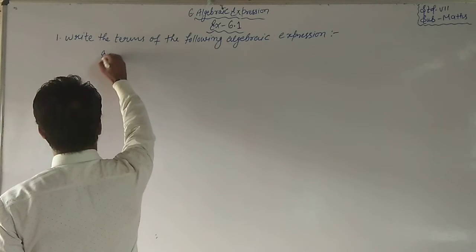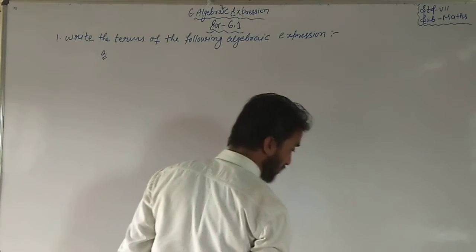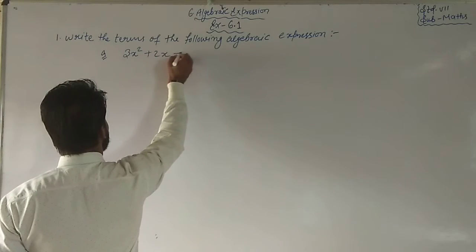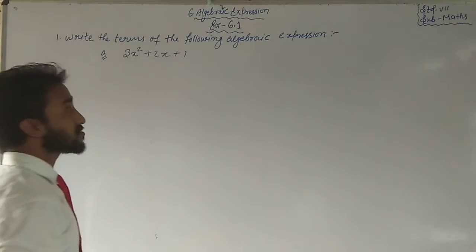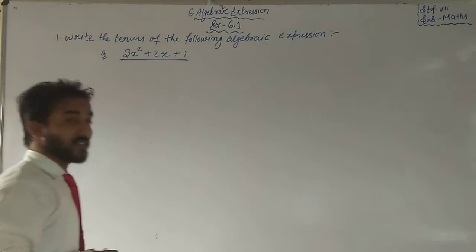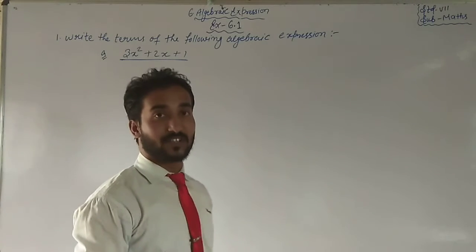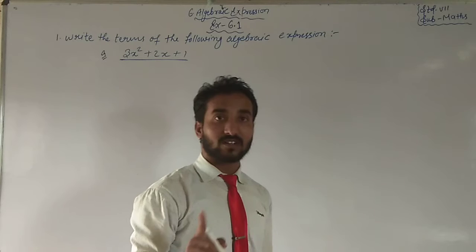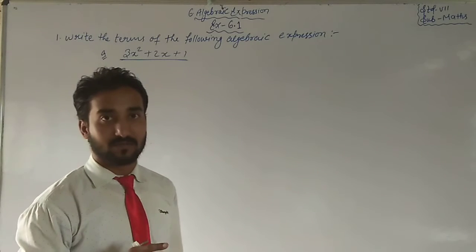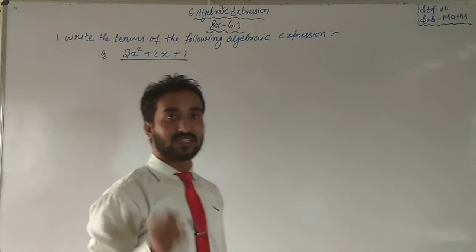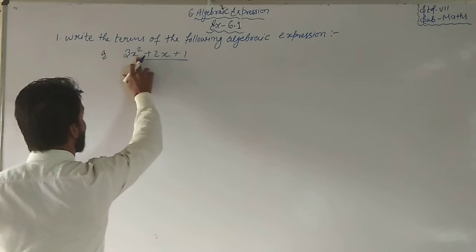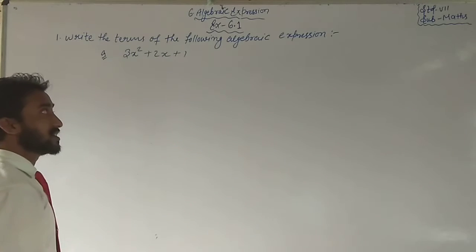See question number 1a: 3x square plus 2x plus 1. The question says write the terms of the following. It is already an algebraic expression, which means variables and constants, both numbers, separated with mathematical symbols like plus, minus, multiplication, division. So all the things are already present, but the question says write the terms.